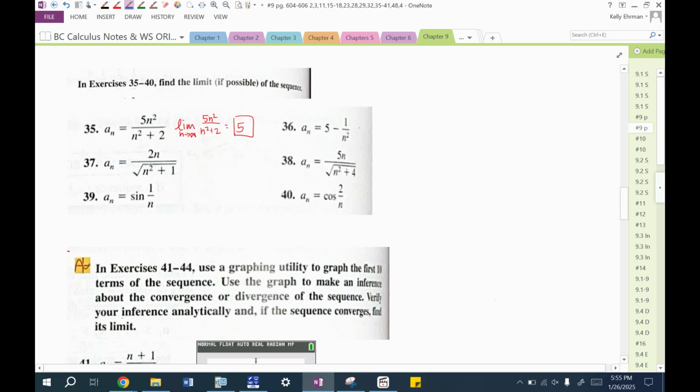For 36, the limit as n approaches infinity of 5 minus 1 over n squared, that's 5 minus 0, so that one's also 5.